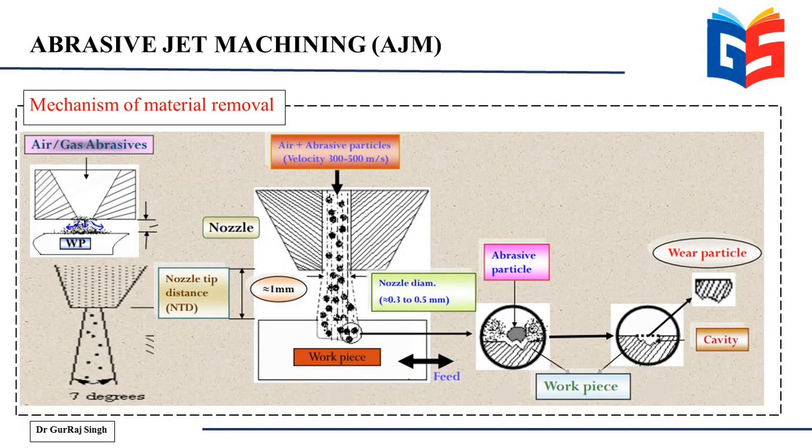Now when we discuss the mechanism of material removal in abrasive jet machining, it is simply microchipping or brittle fracture. The abrasive particles hitting the workpiece at a higher velocity with a higher kinetic energy tend to have microchipping performed onto the surface and the material gets machined off.